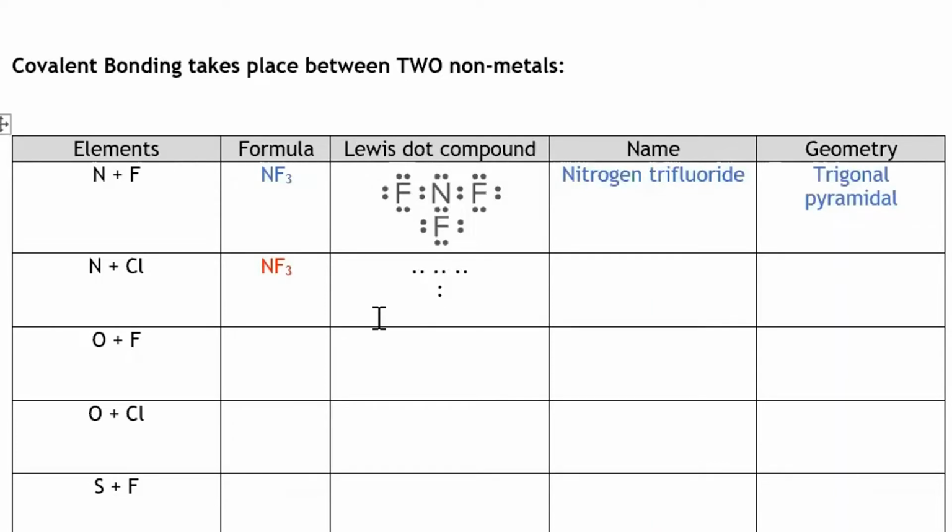So colon, F, colon, N, colon, F, colon, and then underneath, dot, dot, space, dot, dot, space, dot, dot. And that's a pretty good approximation, didn't take long. And the name is nitrogen trifluoride. And the geometry is trigonal. That means it has 3 angles, or pyramidal.